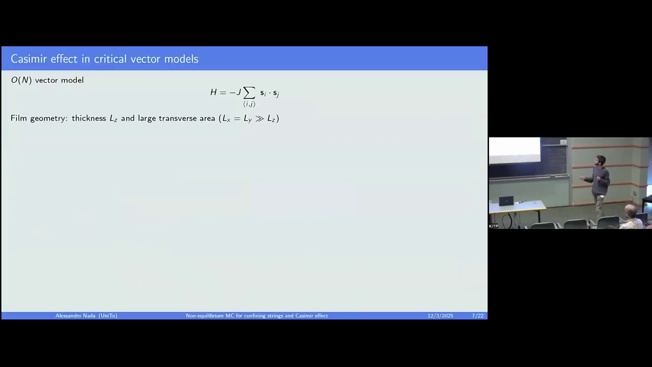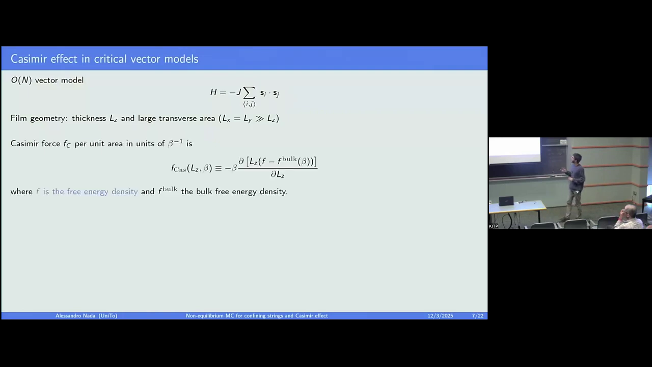The idea is that we are going to look at vector models. So this is the Hamiltonian, and most importantly, we're looking at a film geometry. So we have a very large area and a thickness of the system which is smaller than the other two dimensions. Okay, typical of the Casimir effect.